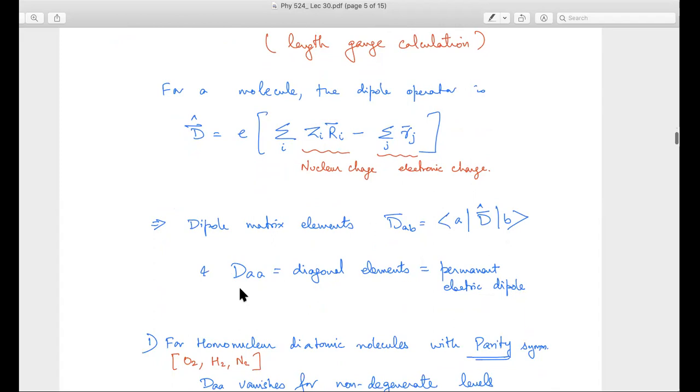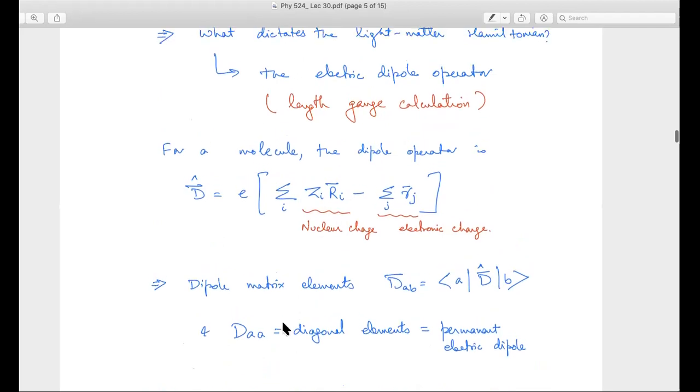The reason these are called permanent electric dipoles is that if I shine light, I am expecting to induce transitions between states A and B, etc. But if I calculate between A and A, then I do not even have optical transitions. So I have a dipole in the system, a physically observable expectation value of the dipole moment operator, even for diagonal terms. So I have a permanent electric dipole, and this permanent electric dipole is very important for causing optical transitions, as we will see.